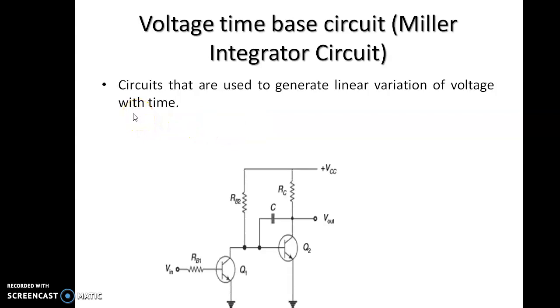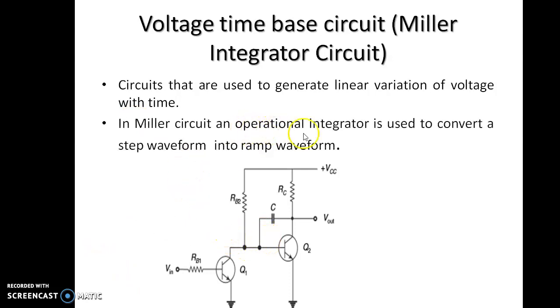This is the circuit diagram of the Miller integrator circuit. In the Miller integrator circuit, an operational integrator is used to convert a step waveform into a ramp waveform. Generally, an integrator is a simple circuit which comprises a series resistance and a shunt capacitance. So here the resistance RB2 and C act as the integrator, the transistor Q1 acts as a switch, and the transistor Q2 acts as a common emitter amplifier.